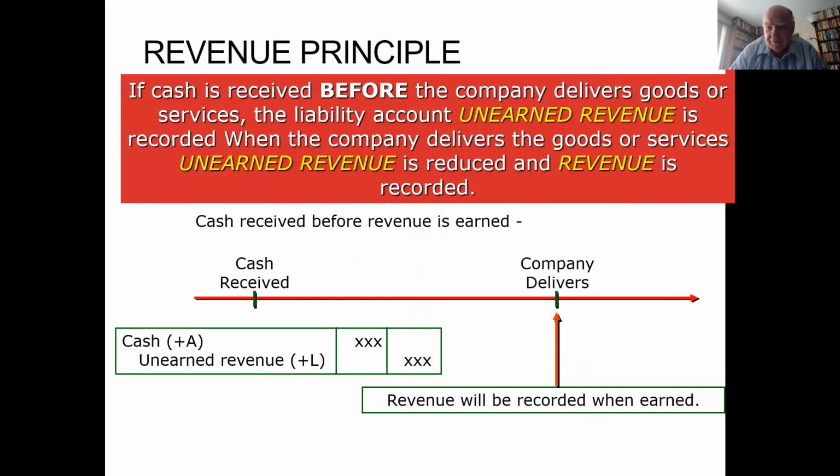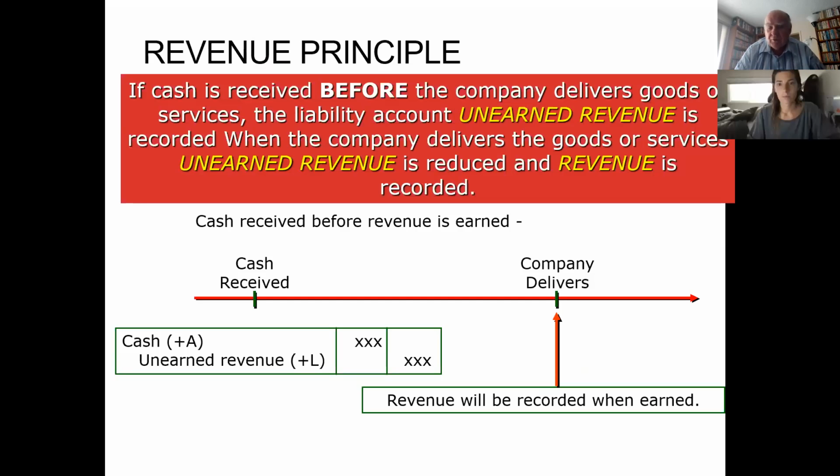Here's one of our adjusting entries. Suppose Chipotle received the cash in advance before they delivered the product. If that's the case, the money they received is not revenue. They can't call that a sale or a revenue or anything. What that creates when they receive that money in advance is a liability. And that liability is called unearned revenue.